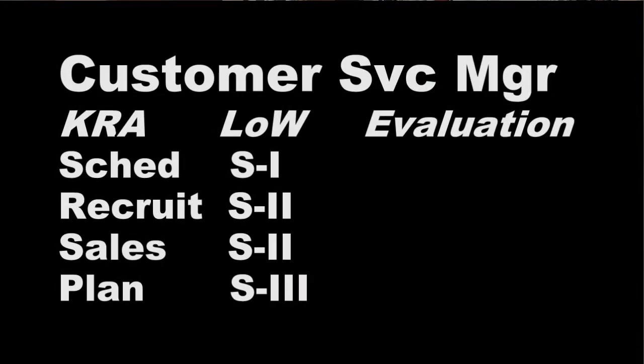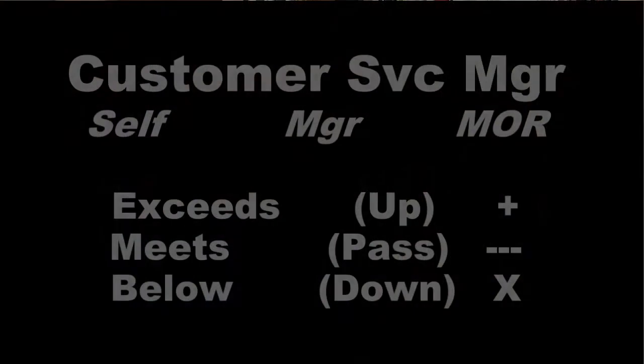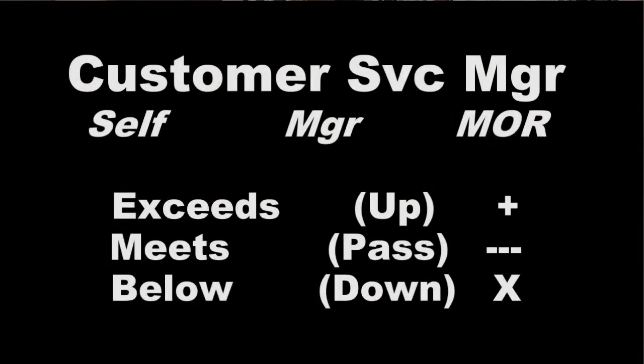So now we have a role description with identified levels of work which we can use as the basis for the next step. The next step is the evaluation of effectiveness in each of the key result areas. Now, to make this somewhat scientific, we're going to take 3 data points. We're going to have our customer service manager do a self-assessment. Then we're going to ask his manager to do an assessment. And we're going to go one more level up the food chain to the manager once removed.